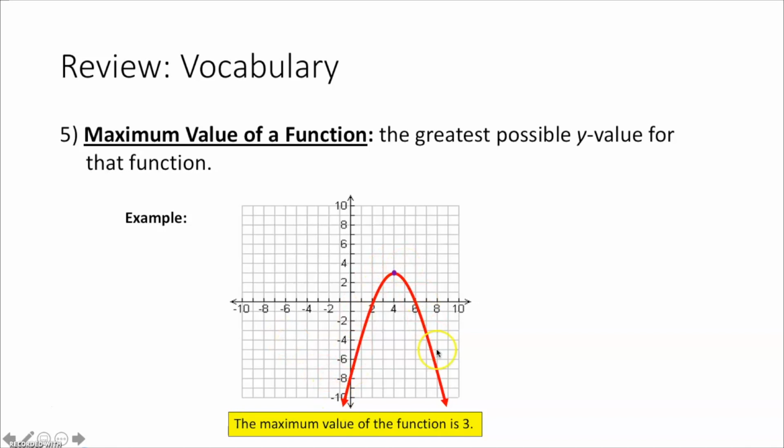Now, the maximum value of a function is the greatest possible y value for that function. So you can see this parabola opens downward, meaning that it goes down forever, so it's not going to have a minimum value. But it will have a maximum value. And again, it's the y value of your vertex, which in this case would be 3.